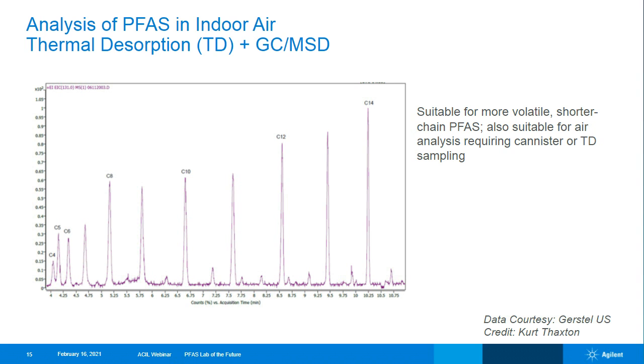And as you can see here, separation of many of these PFAS, including very small and short chain PFAS, can happen on a GC instrument, but you also get the range for larger PFAS as well. And this example is showing a carboxylic acid range of PFAS from the C4 to the C14. And it's really suitable, especially for air analysis, when this can be coupled to a canister and thermal desorber by using a GC single quad instrument as well.